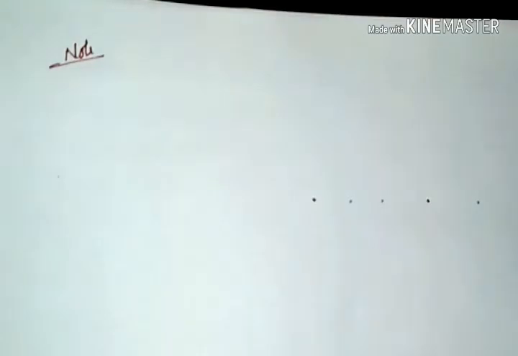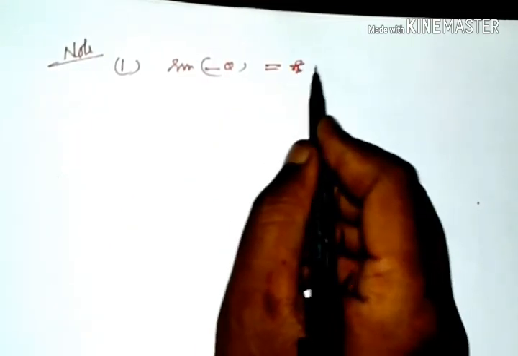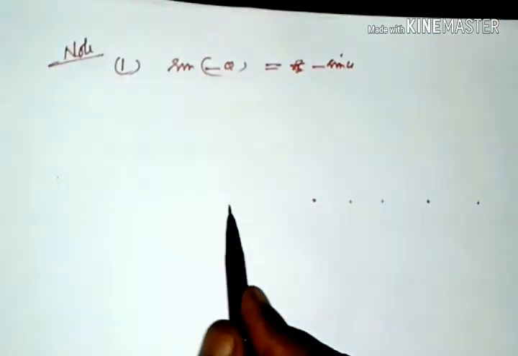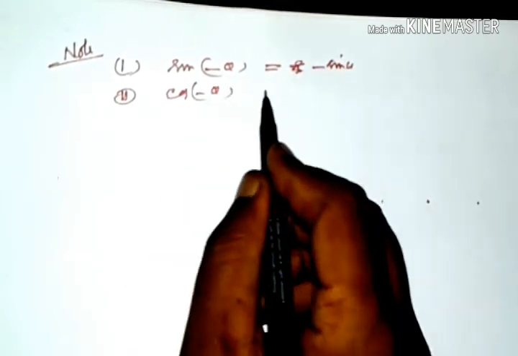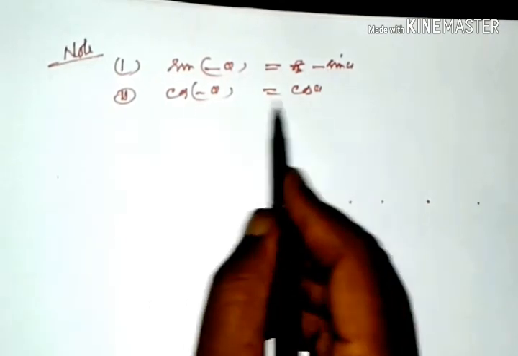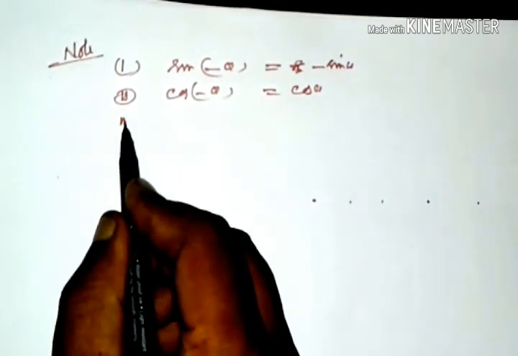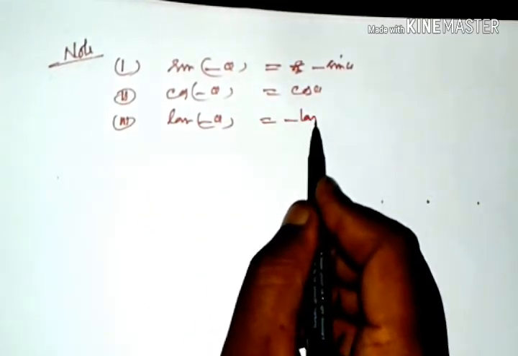Next, I shall discuss a most important point. Note, this is a negative angle. Sine minus theta is equal to minus sine theta. Cos minus theta is equal to cos theta. So sine is an odd function, and cosine is an even function. Similarly, tan minus theta is equal to minus tan theta.